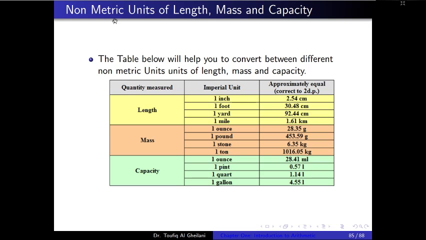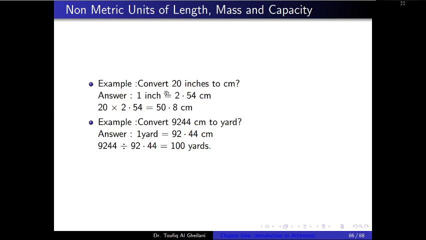These are non-metric units of length. This table shows non-metric units of length, and here 1 inch equals 2.54 centimeters, and so on. When we convert 20 inches to centimeters, from higher to smaller, we multiply. 1 inch equals 2.54 centimeters, so we multiply 20 by 2.54, which gives us 50.8 centimeters.